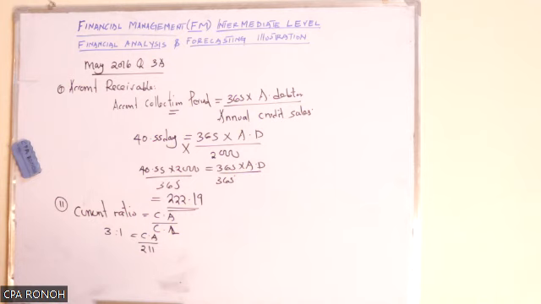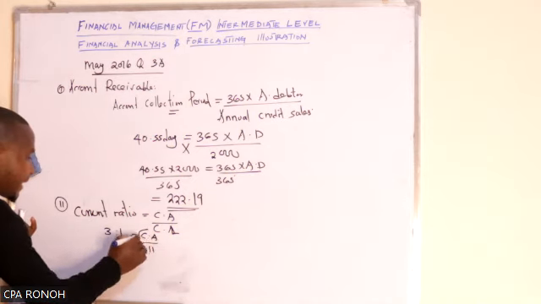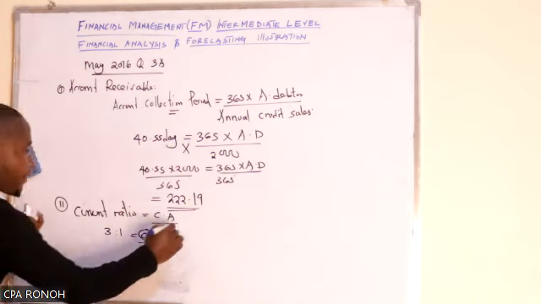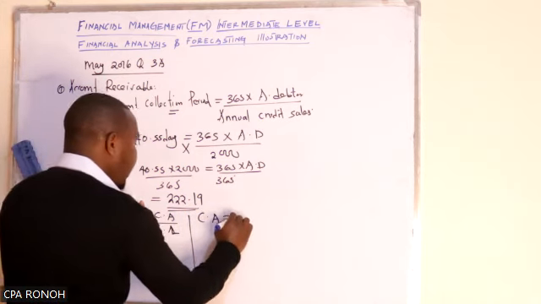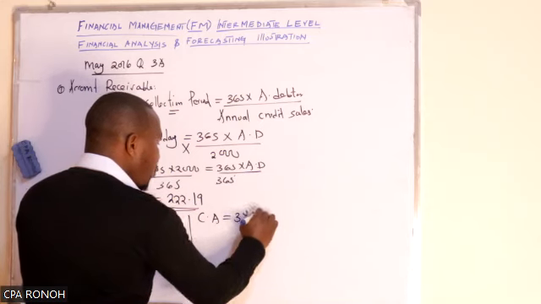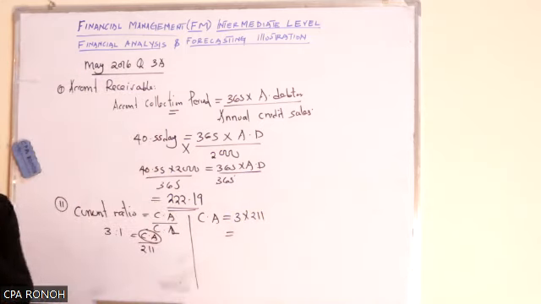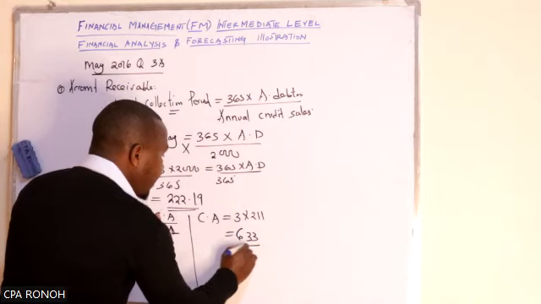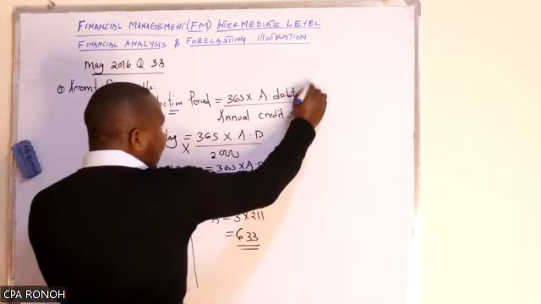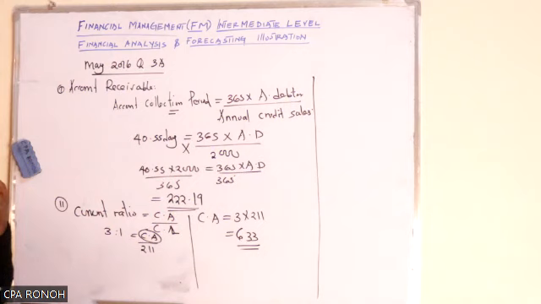So we can comfortably come now and get our current asset, which will be 3 times 221, which will give us how much? 3 times 221 gives us 633. That is our current asset.